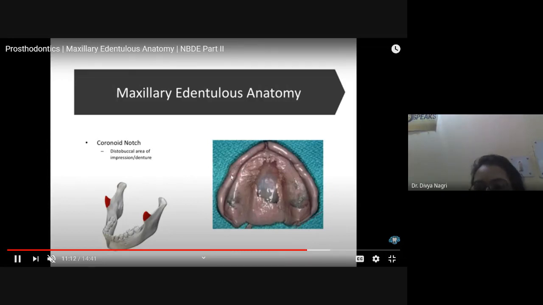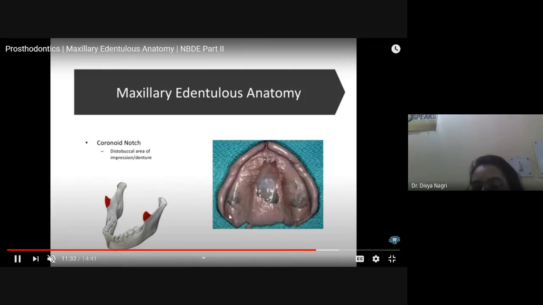This is the buccal frenum. This part is your hamular notch. And from one hamular notch till the other hamular notch is your posterior palatal seal area.